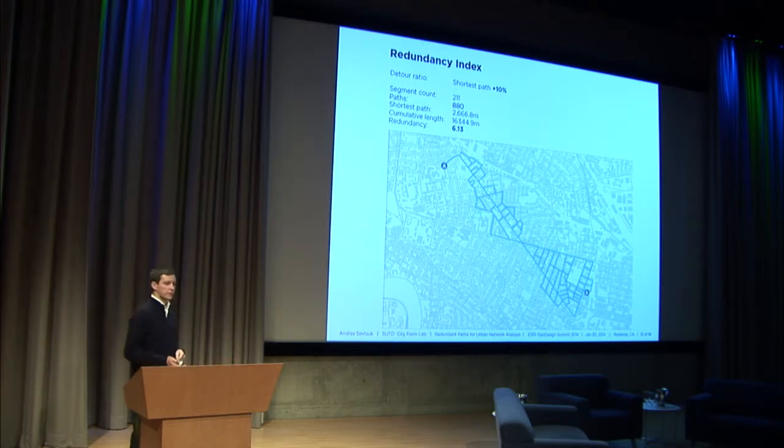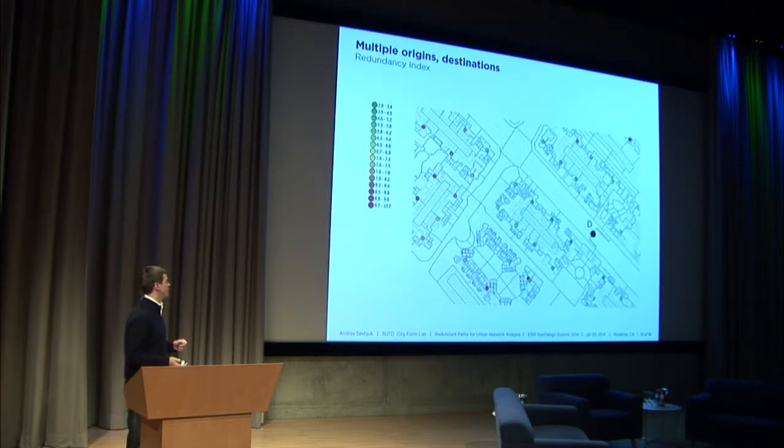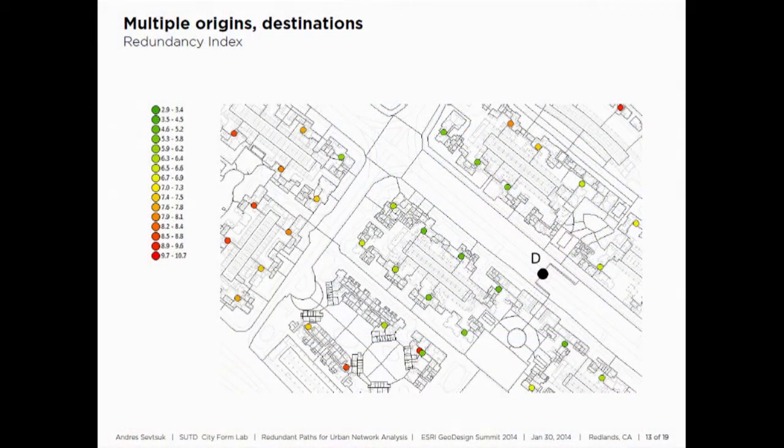But what's interesting about the redundancy index is that it can be computed very quickly using network analysis for many origins and many destinations at a time. So we can compute which locations seem to have the most redundancy available to them. The red locations here, the index goes above around 10, which means that something like 10 times more path length is available within a, in this case, 15% extension of the walk above the shortest.